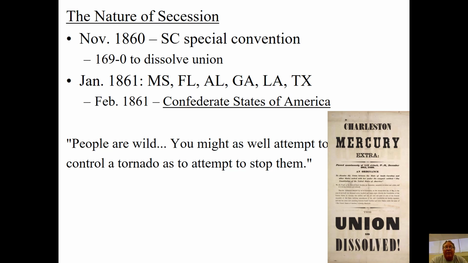These states, South Carolina, Mississippi, Florida, Alabama, Georgia, Louisiana, and Texas, all decide to leave the United States and form their own country called the Confederate States of America. When news of the creation of this new country, this Southern country, built for Southerners by Southerners, goes out amongst the newspapers of the South, one reporter said, "People are wild. You might as well attempt to control a tornado as attempt to stop them," right? That people are just thrilled in the South that now they have a government that'll look out for them, that they don't have to listen to Northerners.